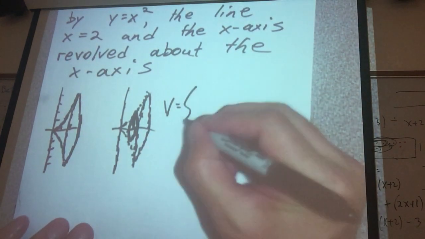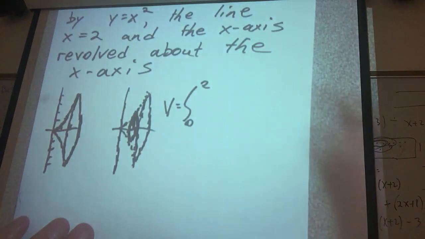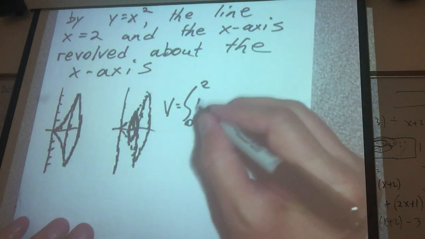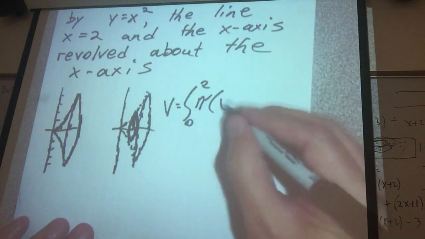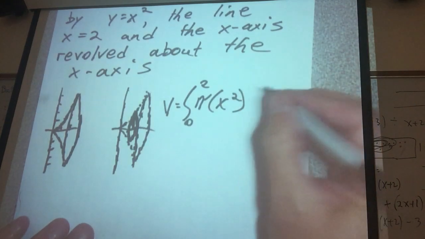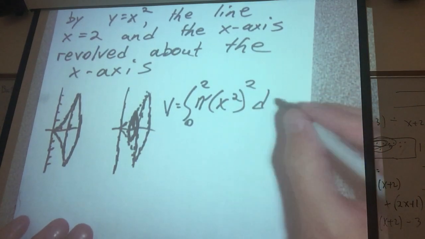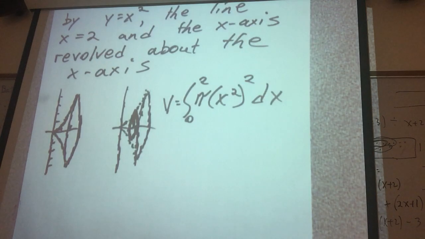Okay? So, the volume of this is going to equal the integral from 0 to 2 of pi times r of x squared. Now this is pi times x squared, that's the height, now squared, an integral with respect to x. Okay? So remember, this just corresponds to pi r squared.